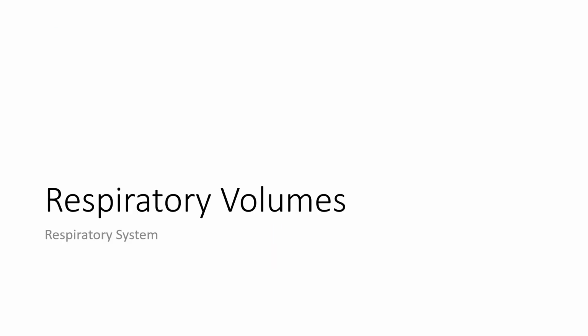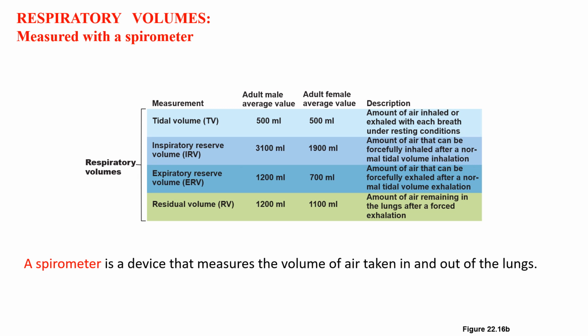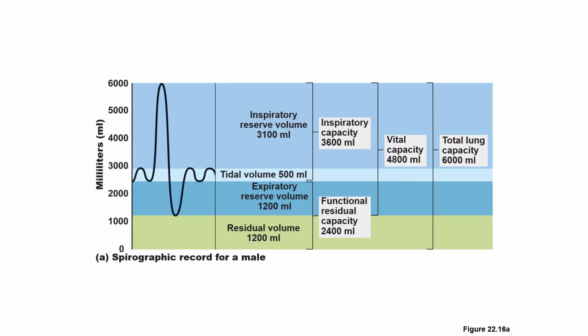All right. The last thing we're going to talk about is respiratory volumes, the volumes of air being moved in and out of the lungs. A device that measures this air is called a spirometer. And a spirometer is going to give us an idea of the air that is moving through the lungs. So the volumes of air that can be moved through the lungs during what we call quiet breathing, which is what we do normally.